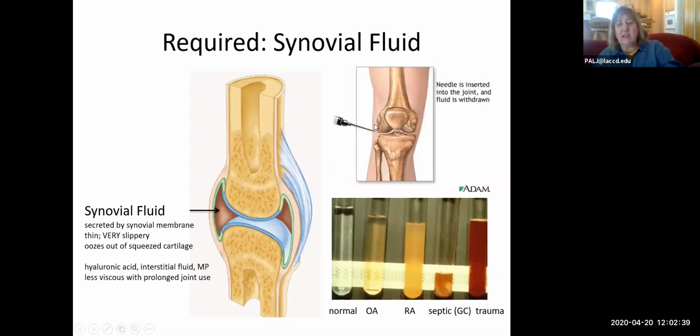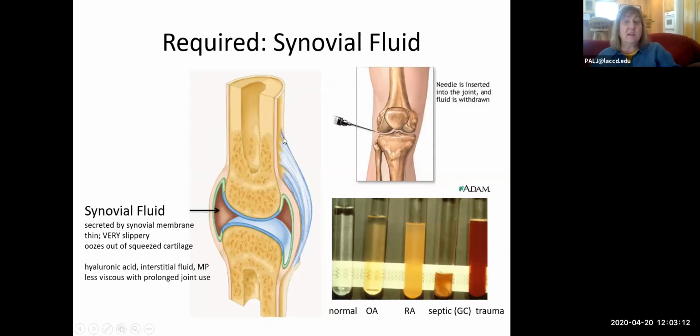We can put a needle into the joint to withdraw fluid, and normally it's absolutely clear. You could read a newspaper through it. In the various types of arthritis, it is going to become more opaque because you're going to start having inflammatory cells. If it is due to an infection, you're going to have a lot of white blood cells. And obviously, if you have trauma, you would have red blood cells in there. And so the example of a septic arthritis that I put is somebody who has gonorrhea.